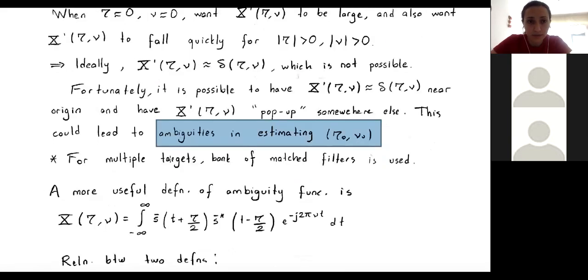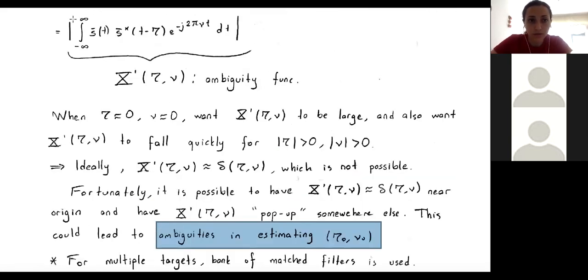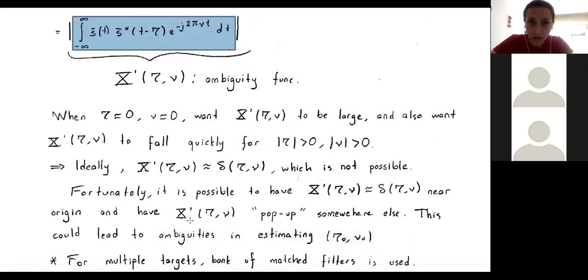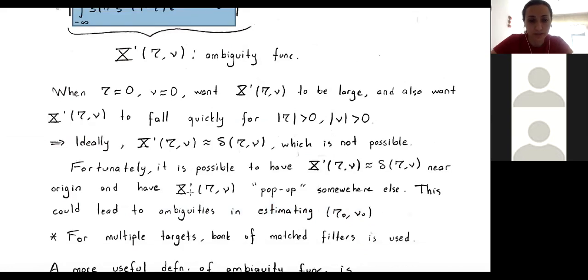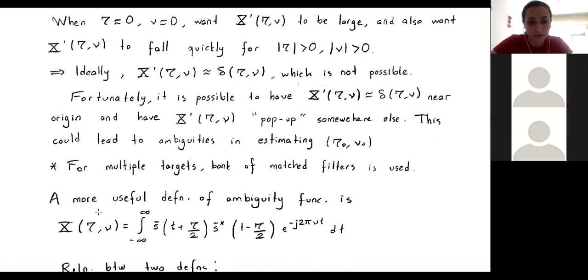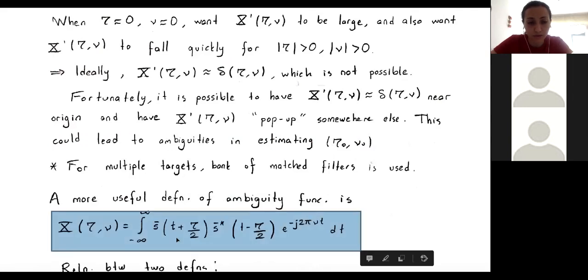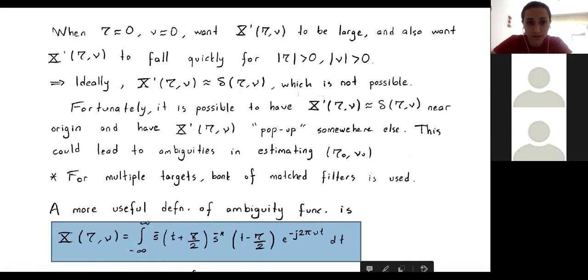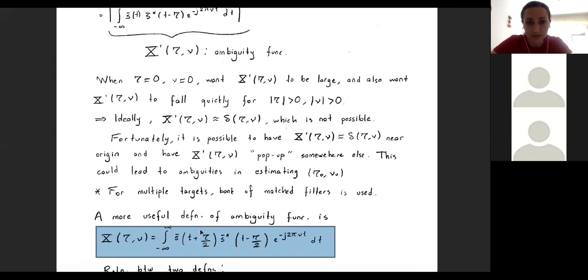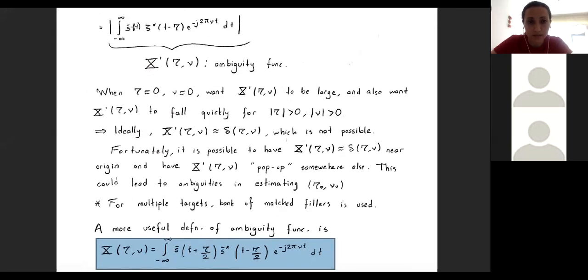We define the ambiguity function in this form. We call this term the ambiguity function, but there is a more common definition of ambiguity function that is used. So we call this now X function, not without prime, X tau v. The only difference between this and the earlier version is that here we didn't have symmetric shifts. Here we have symmetric shifts on the signal, tau over 2 and minus tau over 2.